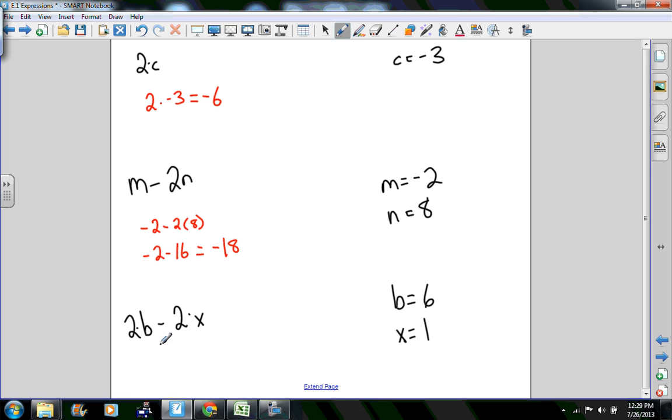All right, so 2 times b, that's 12, and 2 times x, that's 2. So this answer is 10. I just want to show you there's lots of different ways to do it. I'm showing some work on every problem, but I'm not doing each problem the same way twice. So it's important for you to show work, but it's not necessarily important what that work looks like.